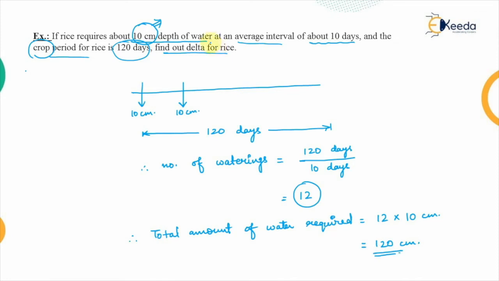And according to the definition of the delta for a particular crop, this total amount of water which is required is none other than the delta for that particular crop. So the delta for rice is equal to 120 centimeter. That is the answer.